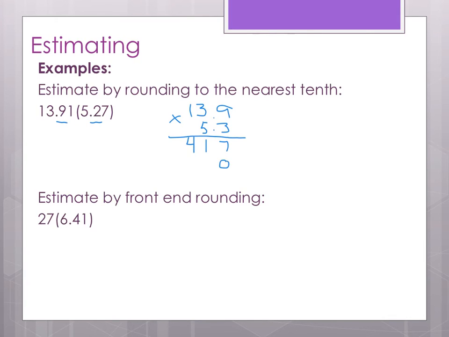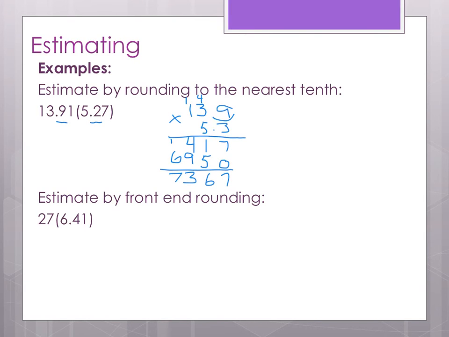I put in my 0 placeholder. 5 times 9 is 45. 5 carry the 4. 5 times 3 is 15, plus 4 is 19. And then 5 times 1 is 5, plus 1 is 6. Time to add these together. 7, 6, 13, and 7.